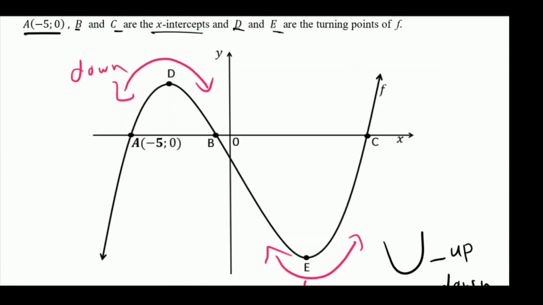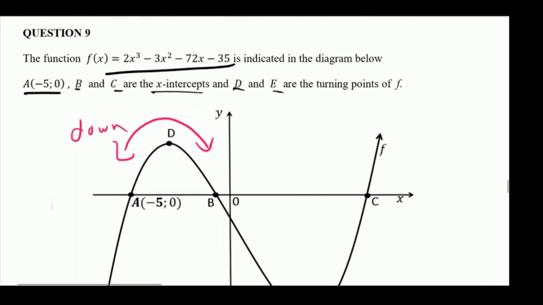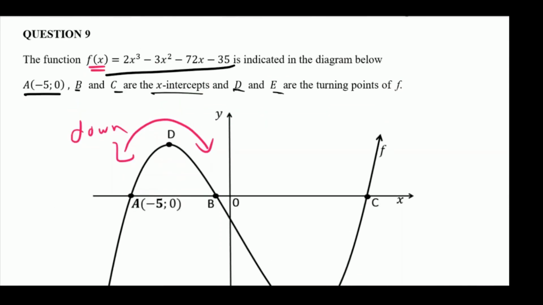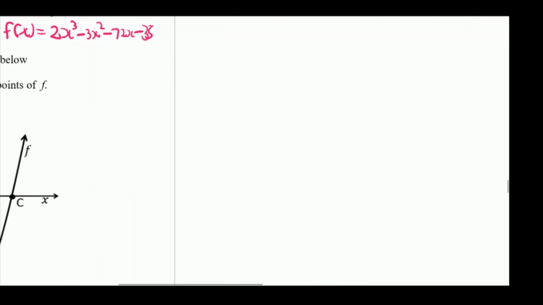What defines the concavity of a cubic function is the second derivative, which is the point of inflection, right? So we need to find the second derivative of this f of x here. So we have f of x equal to 2x cubed minus 3x squared minus 72x minus 35, right? Just going to write it properly this side here.